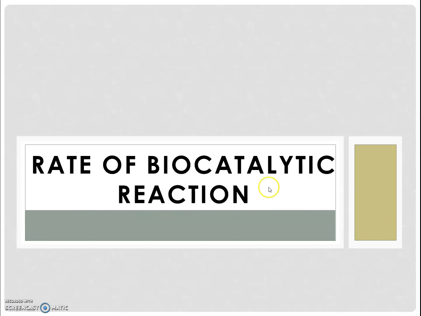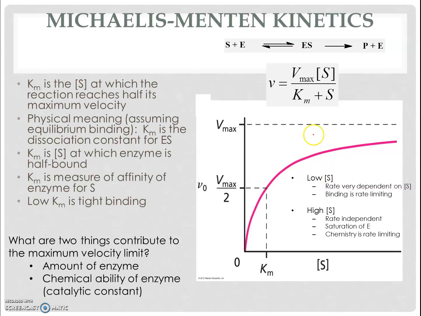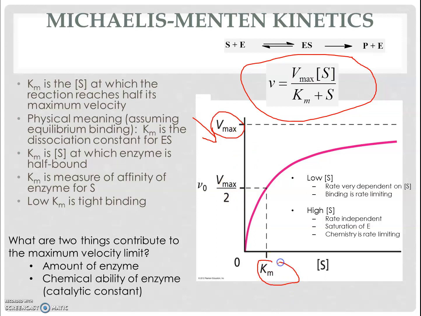So in this topic, we are going to look at the rate of biocatalytic reaction, where you can also refer to the textbook, Shuler and Kargi, in chapter 3. In the previous presentation, I mentioned the Michaelis-Menten equation and also the plots of Michaelis-Menten, which you can see here. From the plots, you may be able to find the Vmax and the Km value.